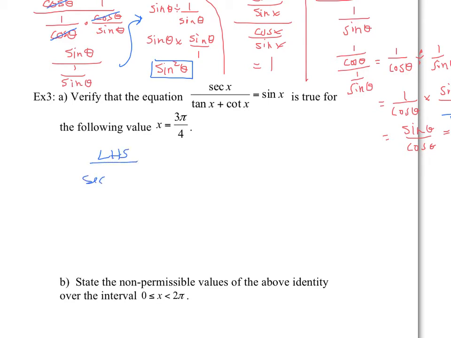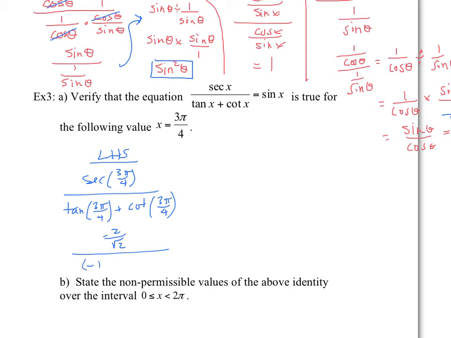So you're going to have secant of 3 pi over 4 divided by tan of 3 pi over 4 plus cotan of 3 pi over 4. Well, secant of 3 pi over 4, you look on your unit circle, find the value of cos, and then inverse it, right? So this is going to be negative 2 over square root of 2. On the denominator, tan of 3 pi over 4 is negative 1, because x and y have the same value, and cotan is also going to be equal to negative 1.